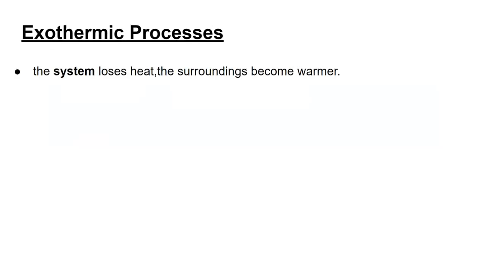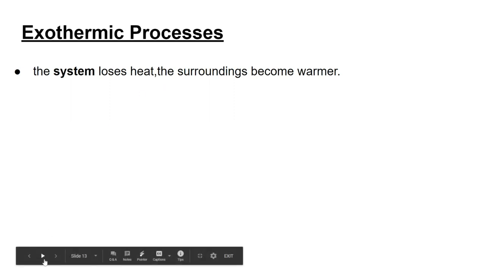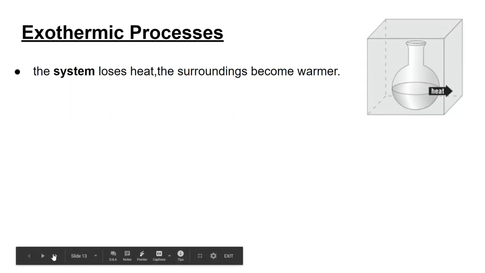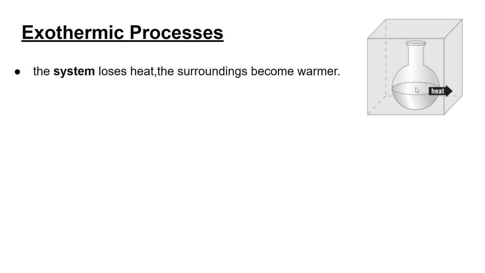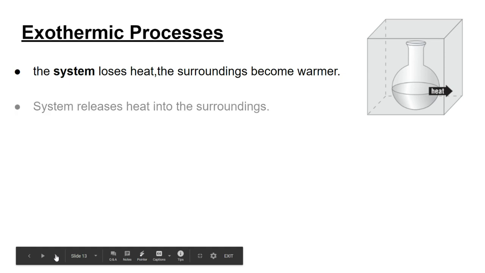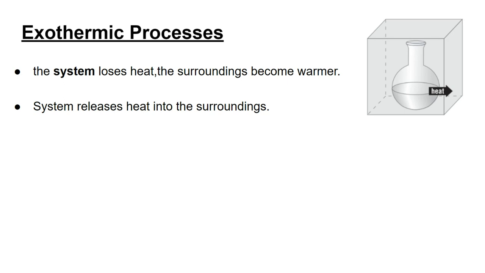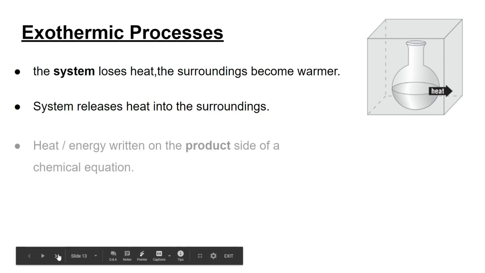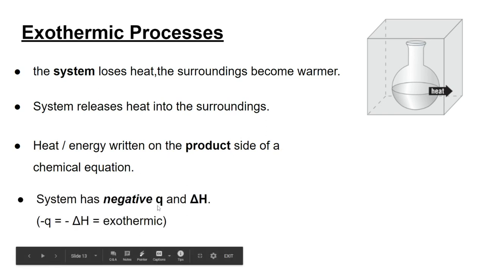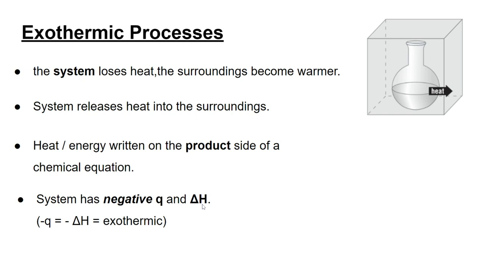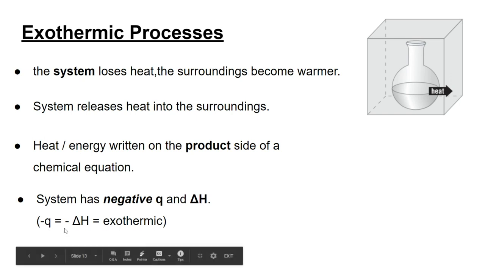So in exothermic, the system loses heat and the surroundings become warmer. Here, this is the system and the surroundings is the air. Heat is flowing from the system to the surroundings. The system is releasing heat to the surroundings, as you can see. Heat energy is written on the product side of the chemical equation, and the system has a negative Q and delta H is also negative. Negative Q and negative delta H is an exothermic process.